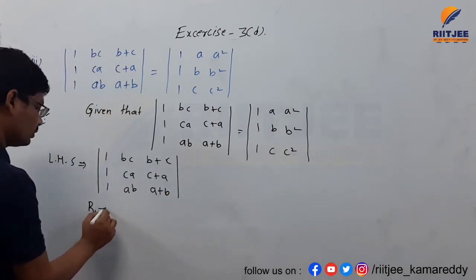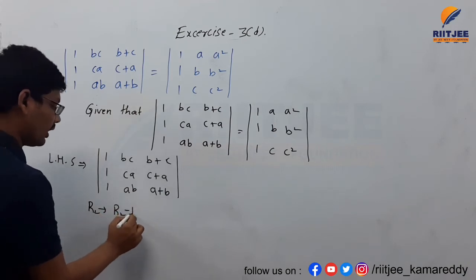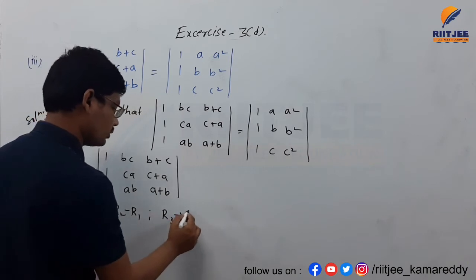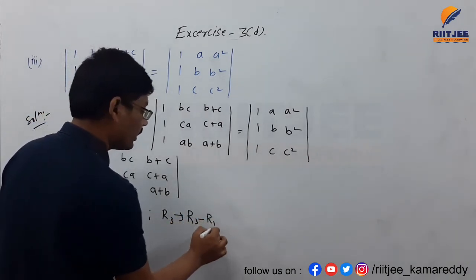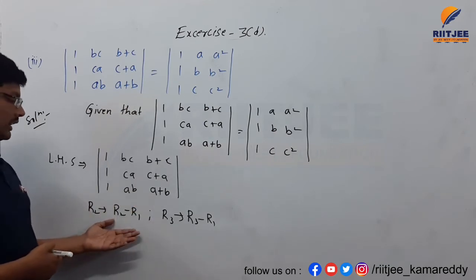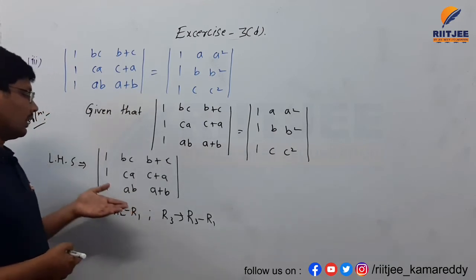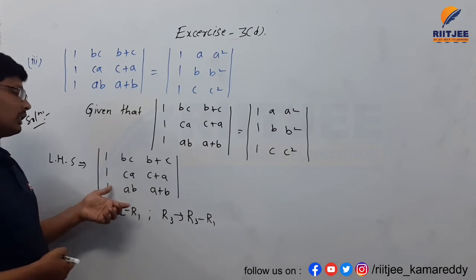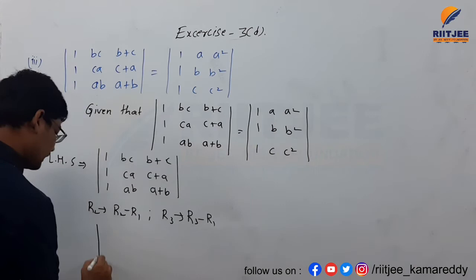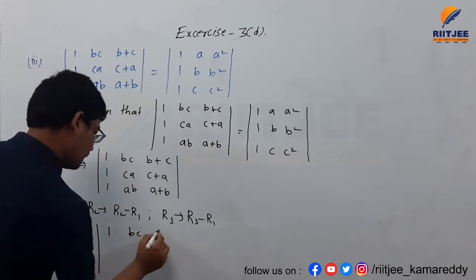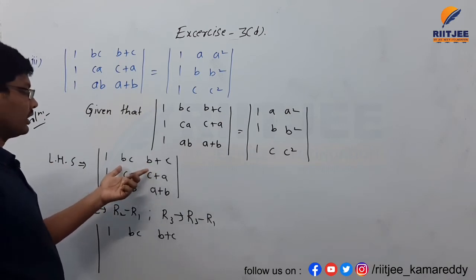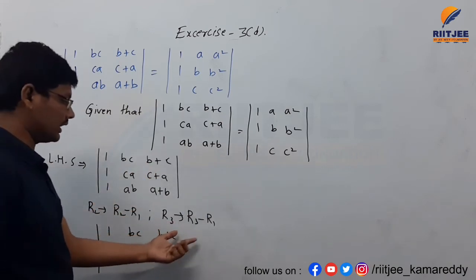So for this one I am changing R2 to R2 minus R1, as well as R3 is changing to R3 minus R1. Why? Because if you eliminate these two terms, the determinant becomes easy here. So the resultant one, 1, BC, B plus C here is common. Why? Because we are not changing R1 here, only we are changing R2 and R3 here.